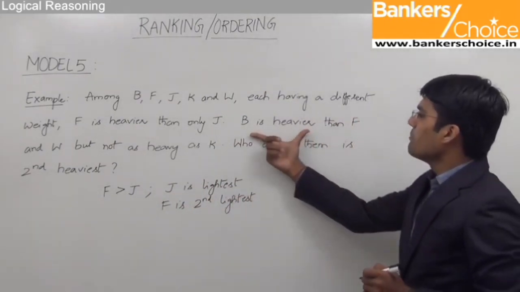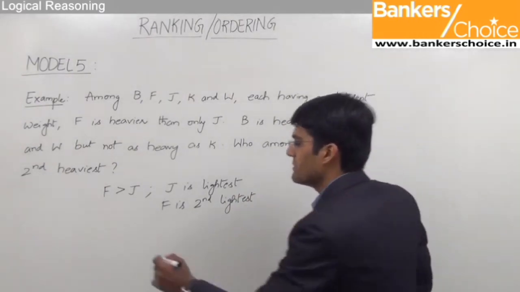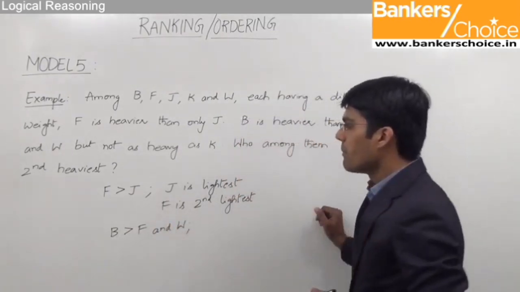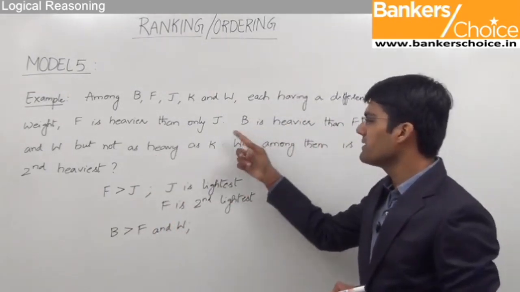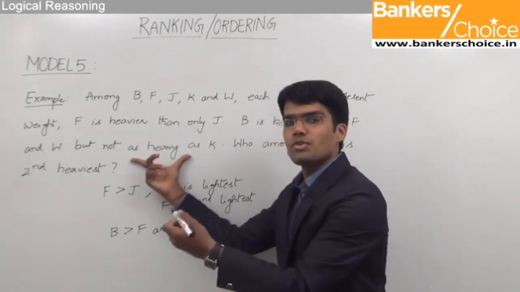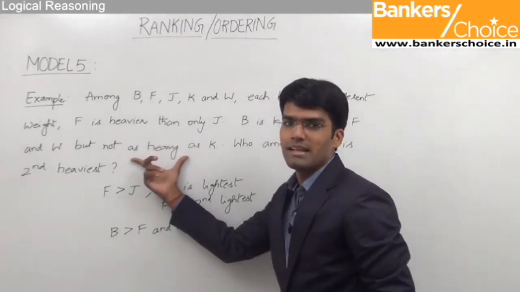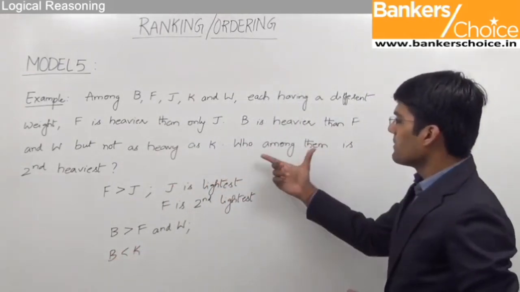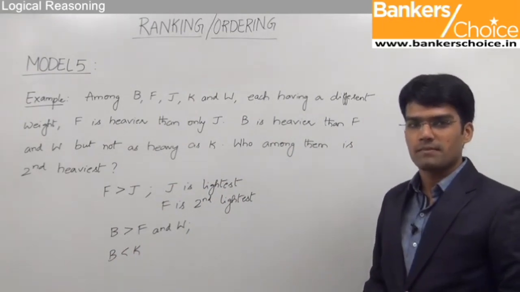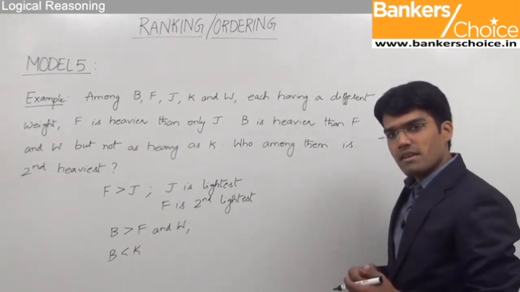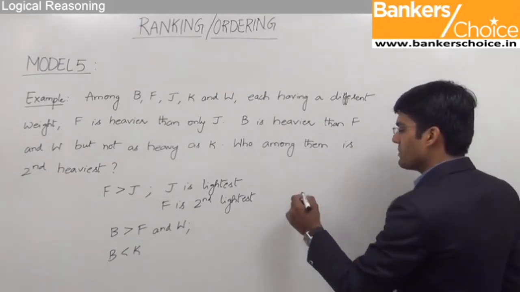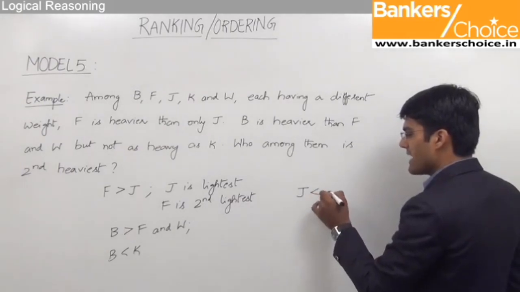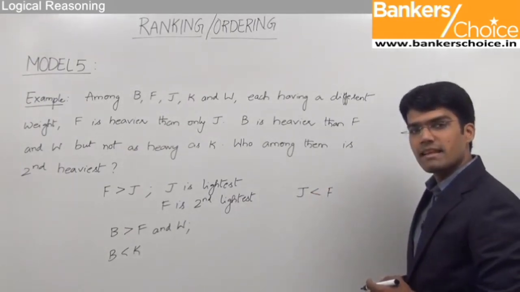The next statement says B is heavier than F and W. That means B is greater than F and W, but not as heavy as K. That means B is not as heavy as K. When B is not as heavy as K, we can say that B is lighter than K. So we say B is less than K. And from this we have to find out who among them is second heaviest. So arranging the given 5 persons in ascending order, we can say that the lightest person in the group is J. And we also know that the second lightest person is F. So we can say that J is less than F.